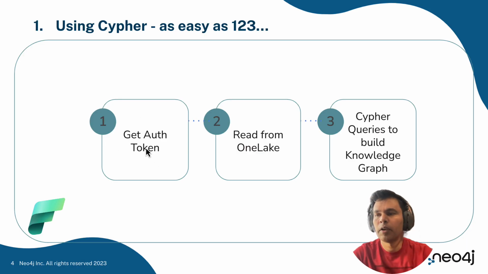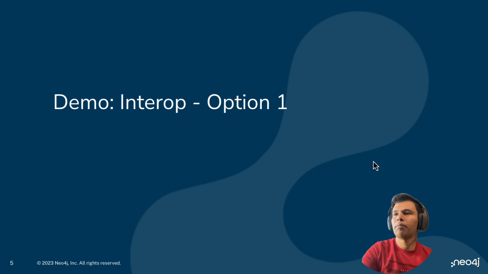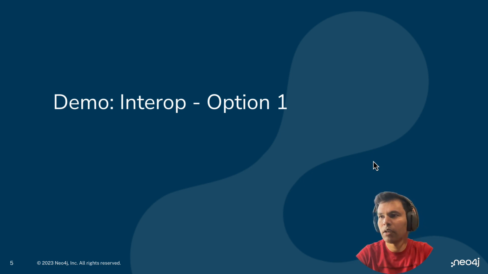So you use Azure Active Directory to get the token, and then use the token to read the files that I already have in my OneLake, and then use Cypher queries to create the knowledge graphs. The knowledge graphs are a representation of all your entities in your OneLake in the form of nodes and relationships. So with that, let me show you the first demo, the interop demo.